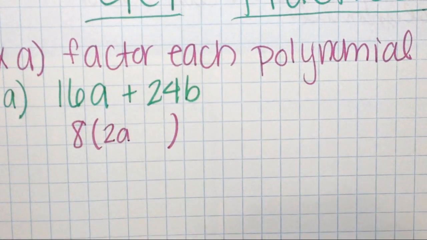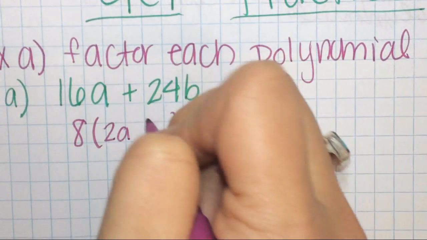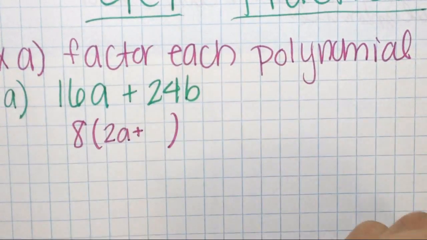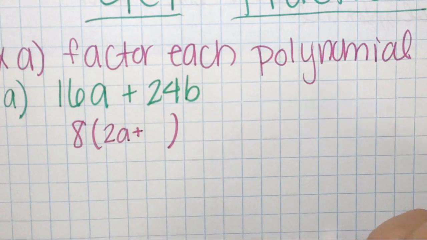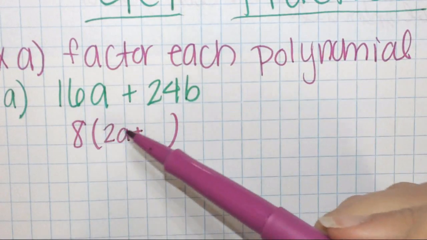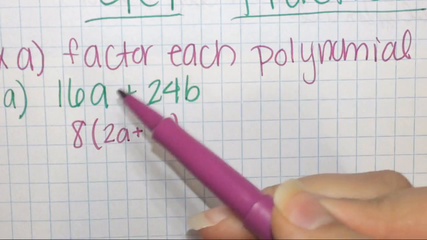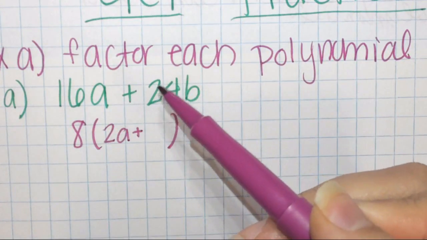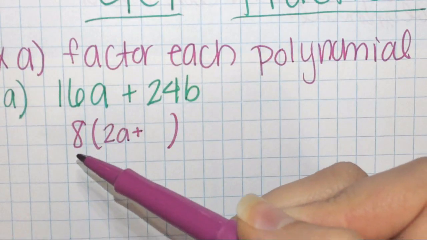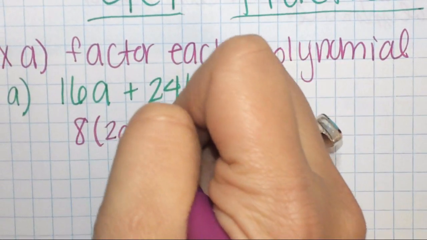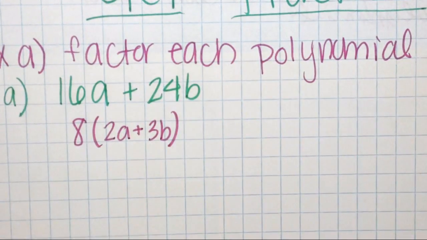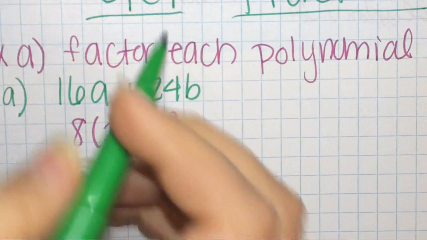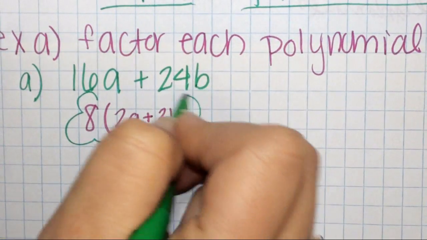So what is 16a divided by 8? 2a. Good. Then you bring your plus sign down. Does everybody see where we got 2a from? We did 16a divided by 8. Then we do 24b divided by 8, and you get 3b. Can we do anything else? No. Then we're done.